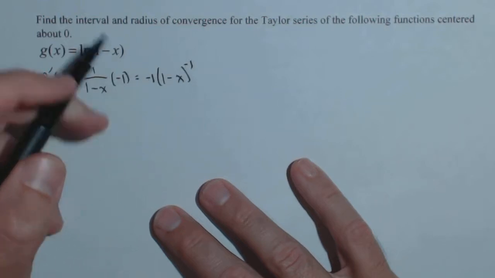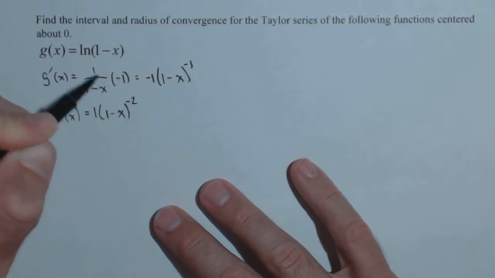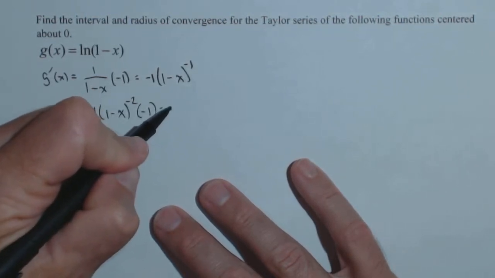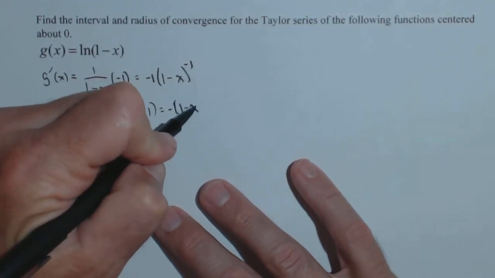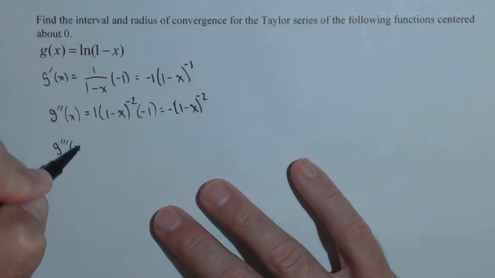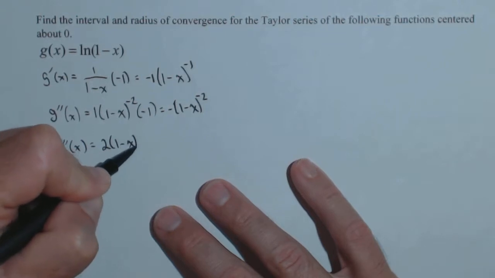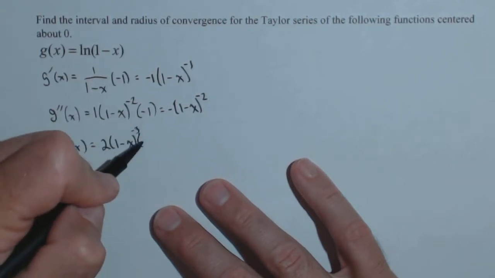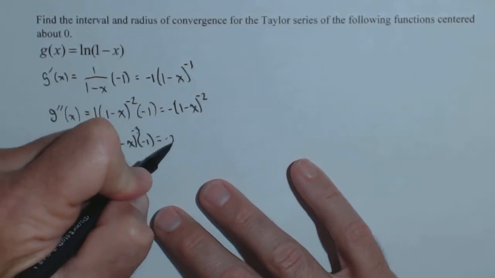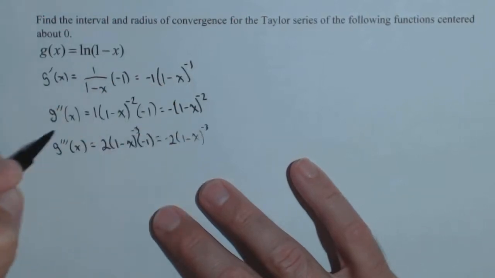Now what's going to happen here, we got negative 1 times negative 1. It becomes a positive 1 times 1 minus x to the negative 2. But we got to multiply by a negative 1 because of the chain rule again. So then we end up with negative 1 minus x to the negative 2. Third derivative, we get 2 times 1 minus x to the negative 3, again times a negative 1. So that will give us negative 2 times 1 minus x to the negative 3.